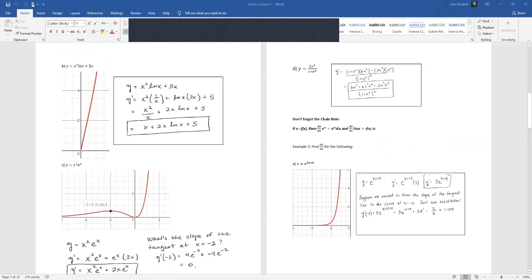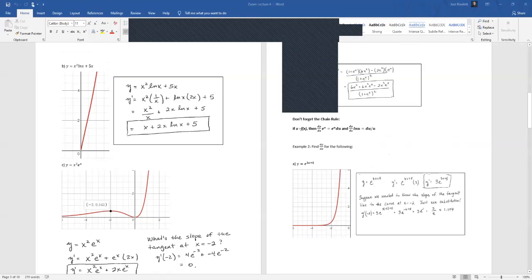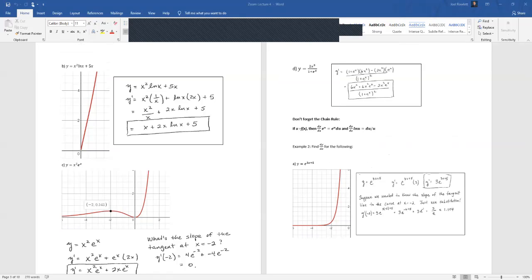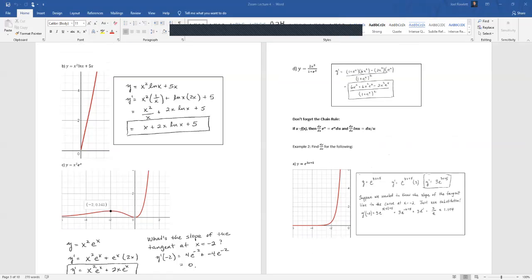Okay, let's look at part D. Now, don't be overly intimidated by this. We're still using the derivative rules, right? We're still using the power rule when we need to, and we're doing the product rule if it's a product. We're doing the quotient rule if it's a quotient. The only different thing is we're just going to apply the derivative of e to the x and the derivative of ln x as needed. That's really the only new thing here.